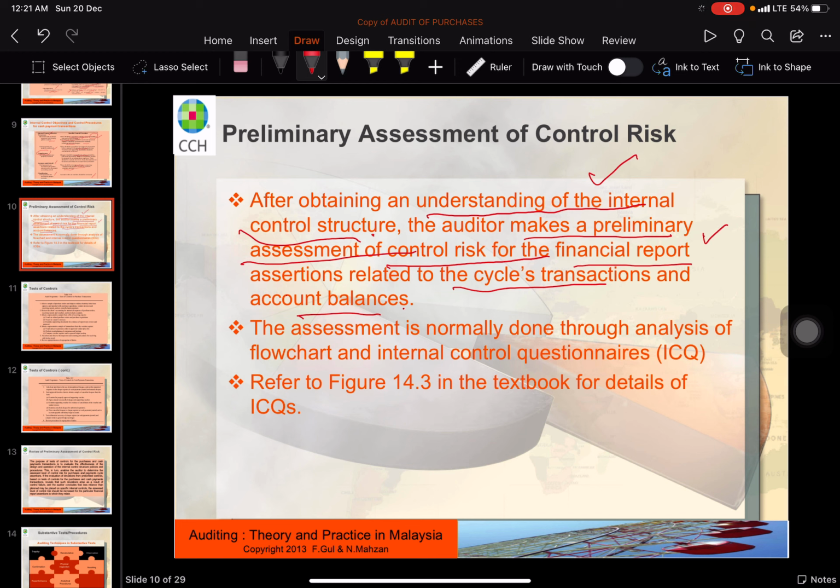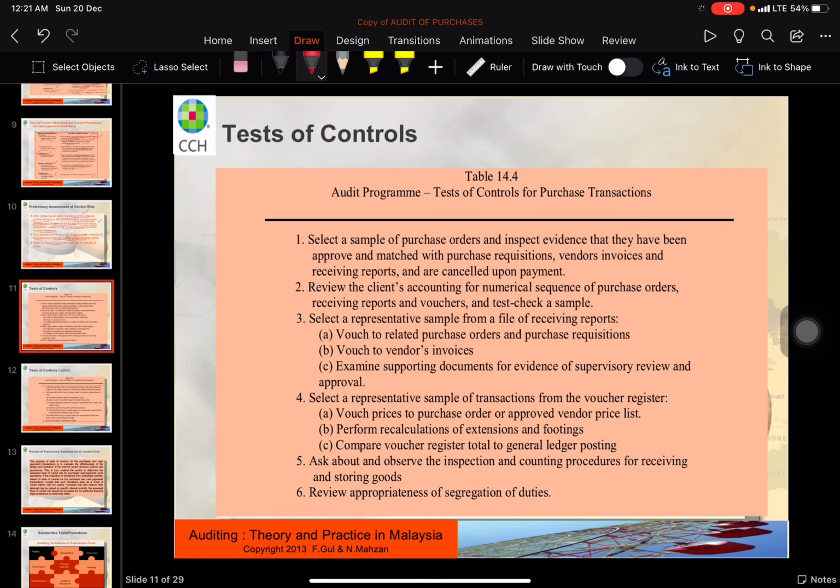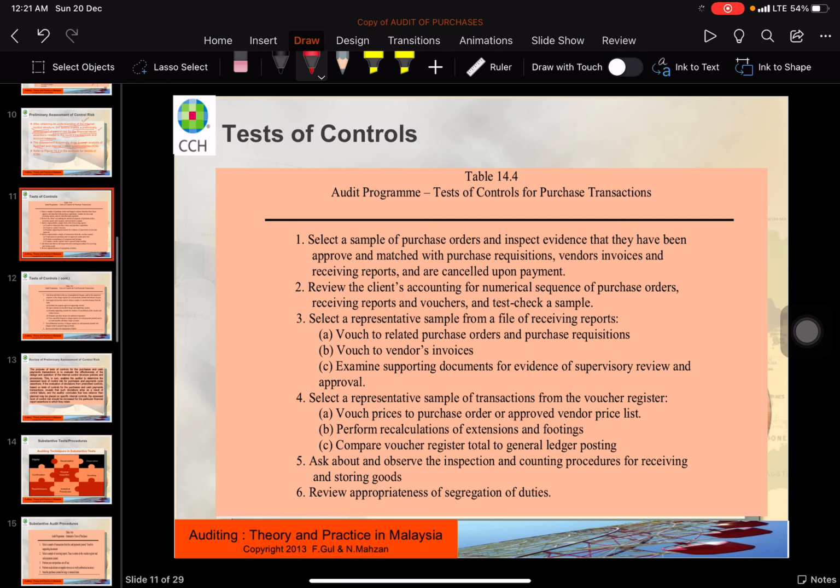Alright, the assessment is normally done through analysis of flowcharts and internal control questionnaires. So we can see that the assessment comes from the ICQ and the flowchart. We can see Figure 14.3 from the textbook in the ICQ. Alright, now this is, for example, a test of control. This is a test of control for purchase transactions.